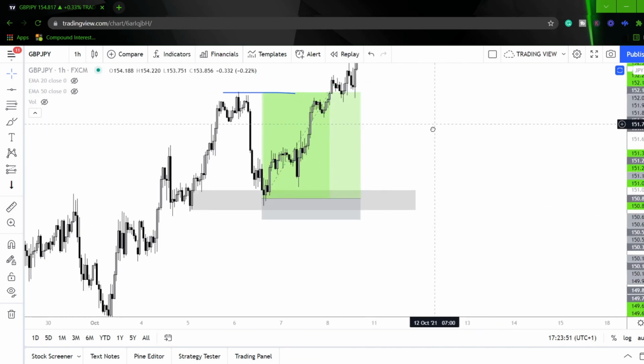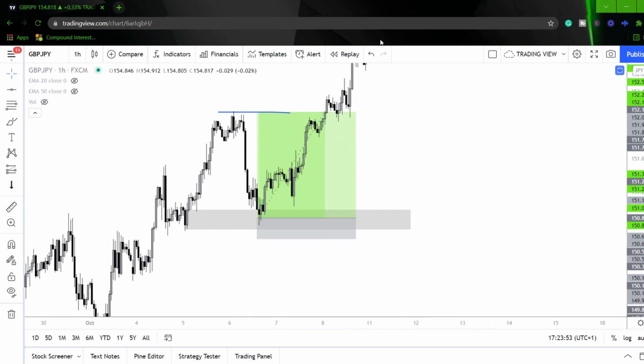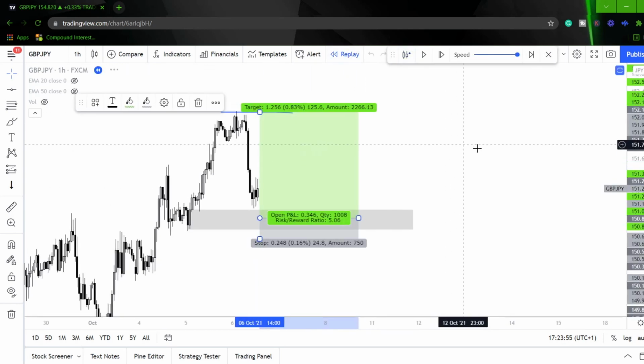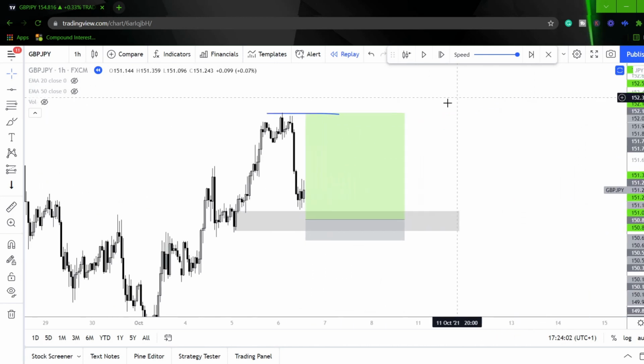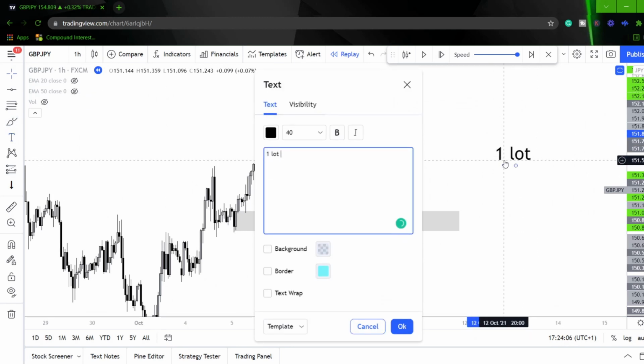So when you're in the trade, okay, when you've placed your trade, you've placed your orders, right? Let's just rewind this. Okay, so we've set our limit order, okay, we've set our stop loss and our take profit, okay. So let's say that we are trading one lot, right? So keep it simple, one lot.